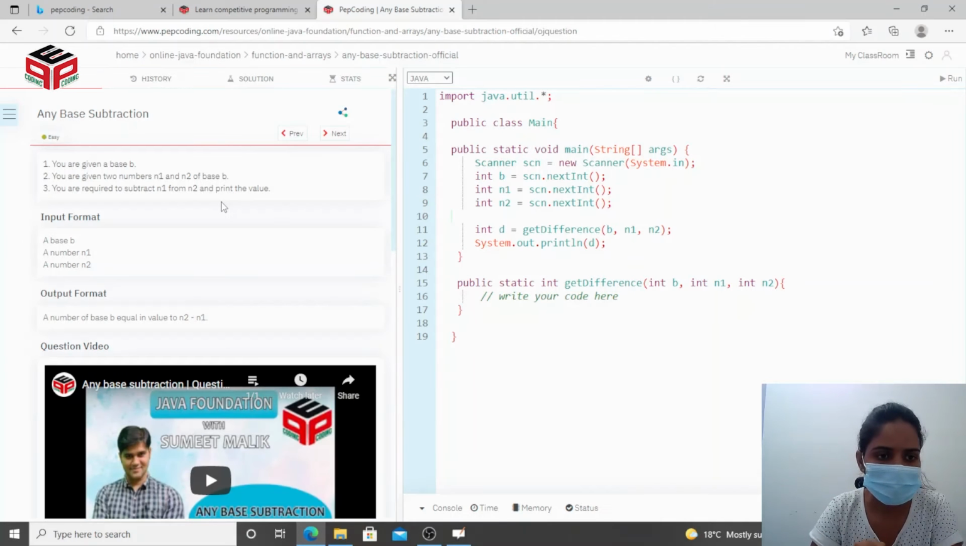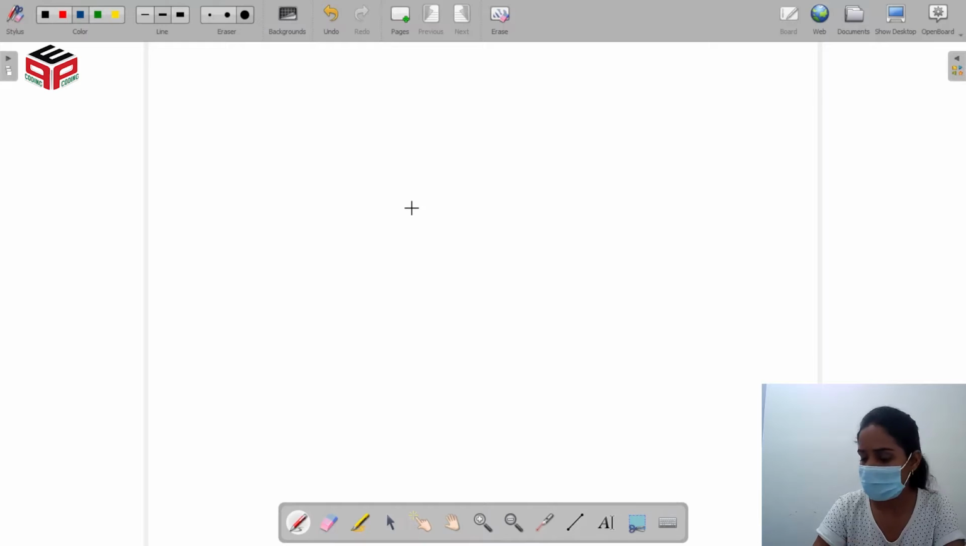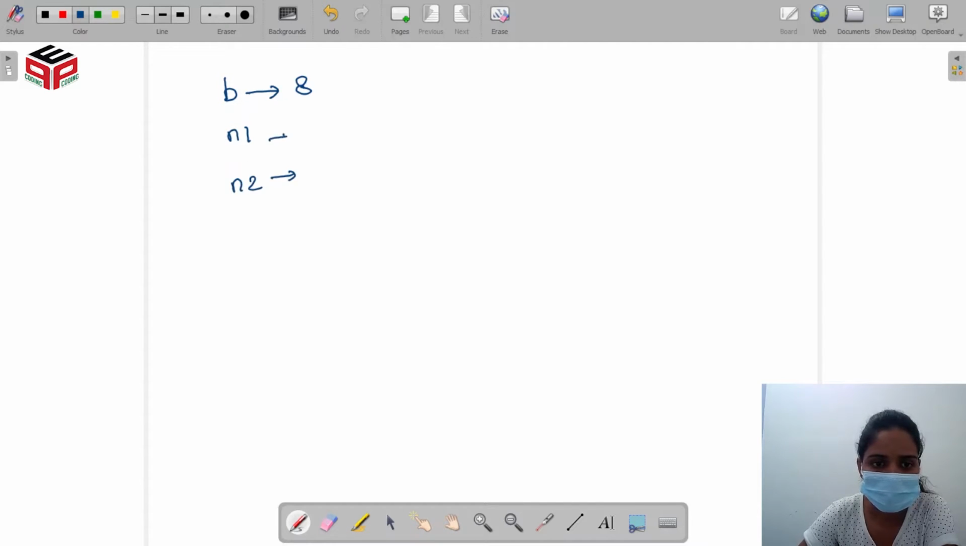Hello ladies and gentlemen, in this video we are going to discuss the solution of any base subtraction. Here we have a base, a number n1 and a number n2, where n2 should be greater than n1. Suppose the base is 8. As n2 should be greater than n1, n2 will be 1212 and n1 will be, let's suppose, 256.